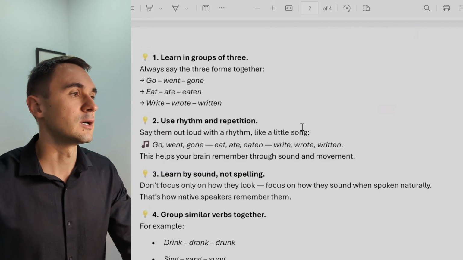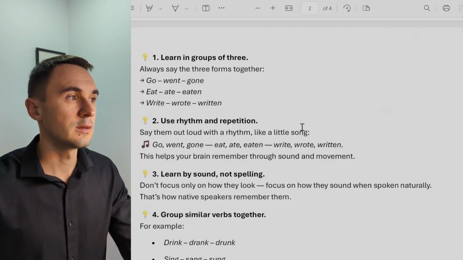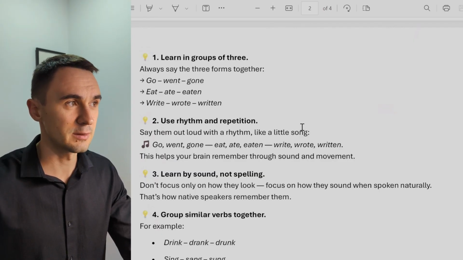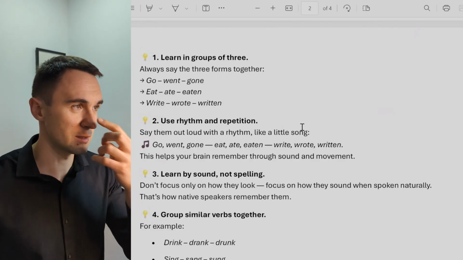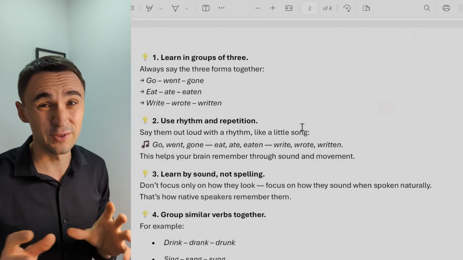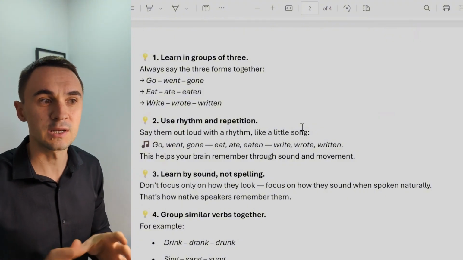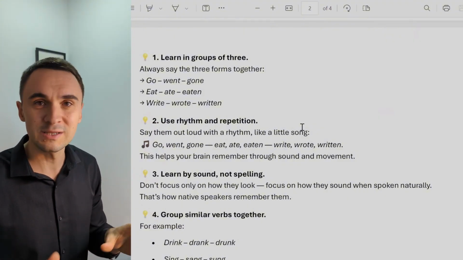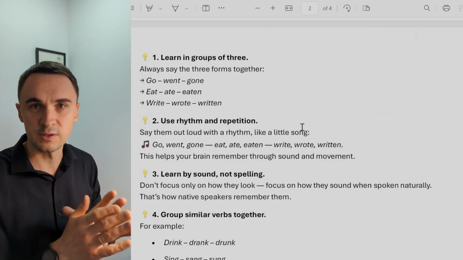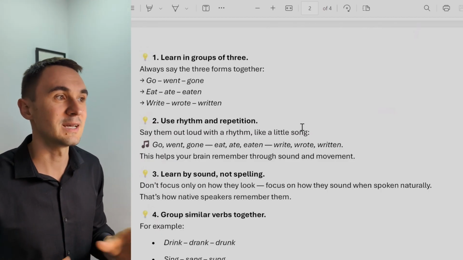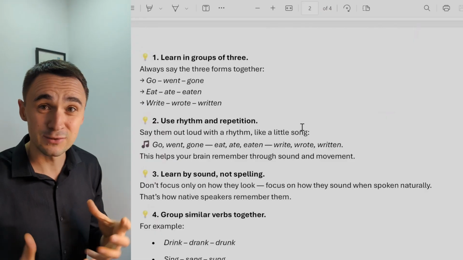All right, so the first thing to remember is that we have to learn these irregular verbs in groups of 3. You've probably seen tables, lists of these irregular verbs, and you'll always see them in 3 columns, 3 forms, you know? And why is that? Well, because it's much easier to learn them together.